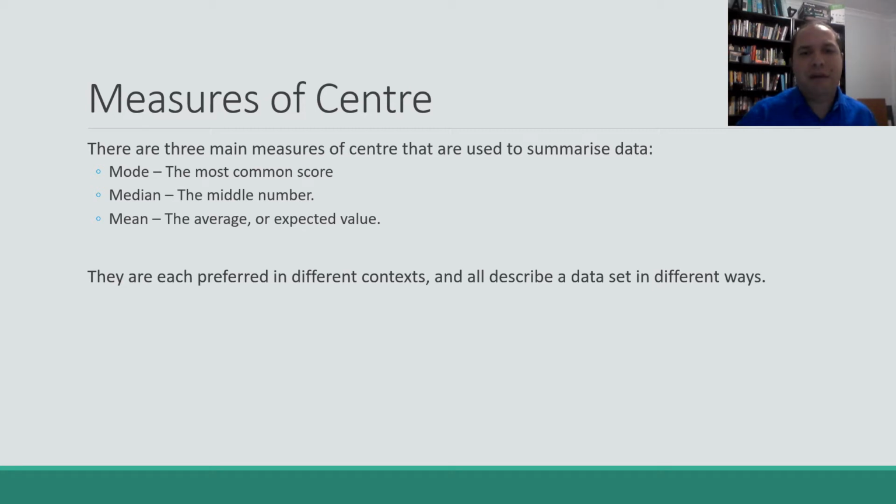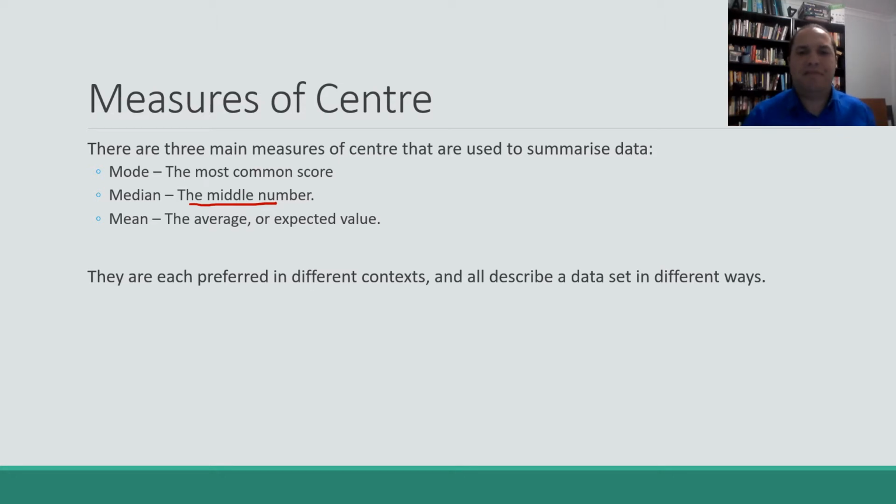Alright, so there are three main measures of center that we use to summarize data. The mode we've come across already, and that's just the most common score. The median, which is the middle number, and the mean, which we call the average, or you might think about it as the expected value. They're each referred to in different contexts, and they all describe a set of data in different ways. The key thing is they're all called measures of center, because that's basically the center, the main point where most of the data is. So that's what we want from our measures of center.